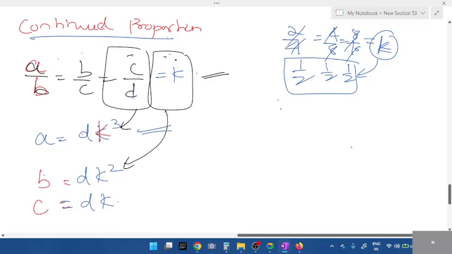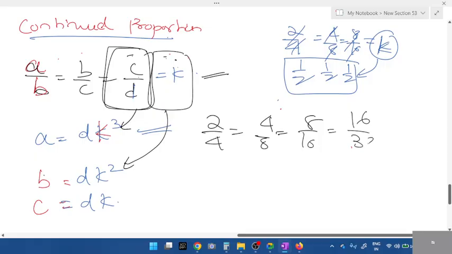And D is nothing but the last term. Remember that you'll get the last value. If I write 2 divided by 4, 4 divided by 8, 8 divided by 16, 16 divided by 32, what is the ratio for all the students? What is the ratio? So I'll get 1 is to 2. I'm not going to give A, B, C values. This is the concept.